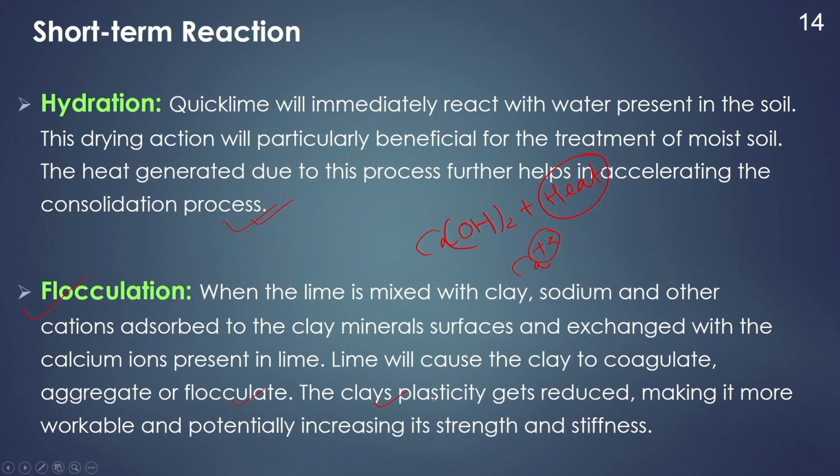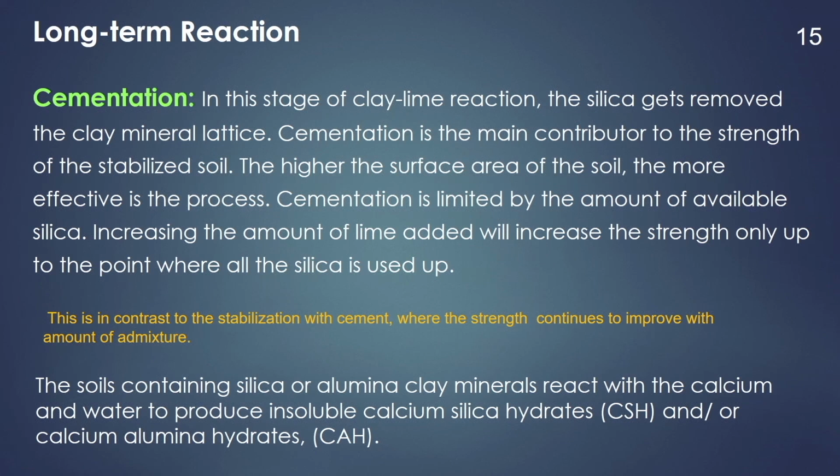As the plasticity of the soil is reduced, the soil becomes more workable and there will be some increase in the strength of the soil. This happens because of the flocculation which takes place inside the soil-lime matrix. So, these are the two short term reactions which take place immediately after adding lime to the soil. Then the long term reactions also take place in the soil matrix.